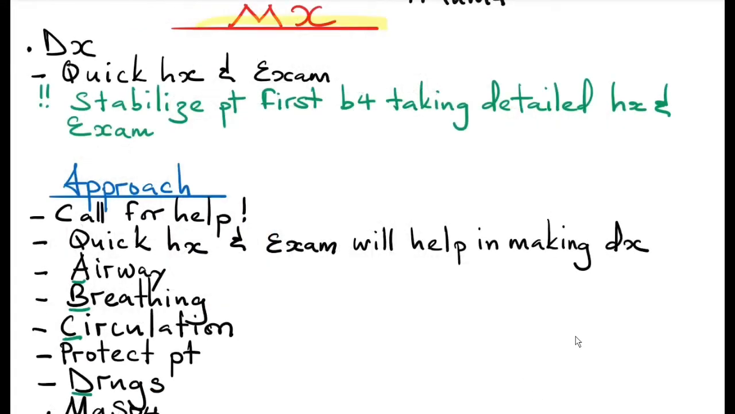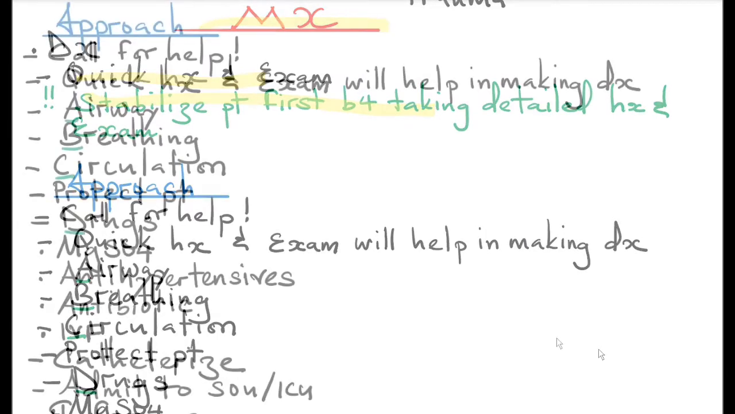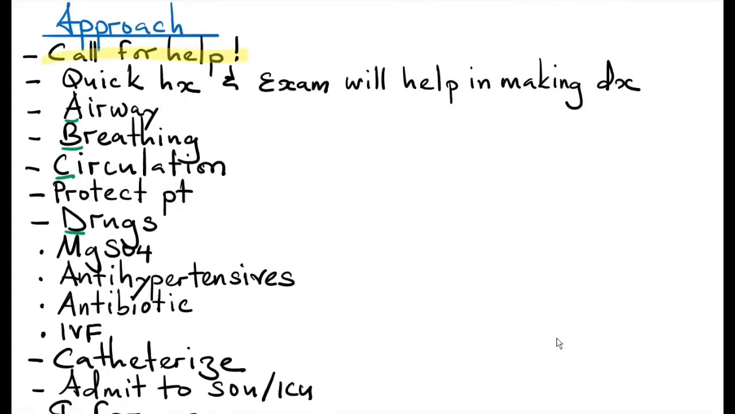Management of eclampsia, it's important to stabilize the patient first before taking detailed history and examination. While stabilizing the patient, you can take a quick history from the relatives like gestational age of pregnancy, the gravidity, the parity, the age of the patient, and the number of fits and duration of fits, if they received any medication from home, if the patient is a non-epileptic patient. Then you move on to a quick examination. Remember to call for help. You need all the help you need.